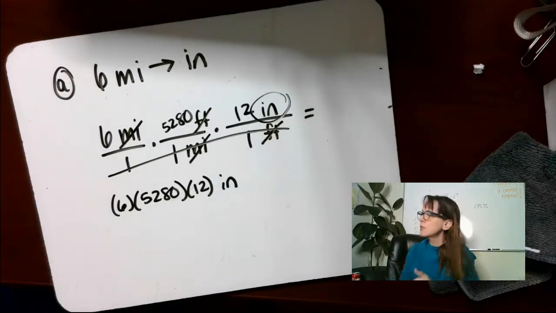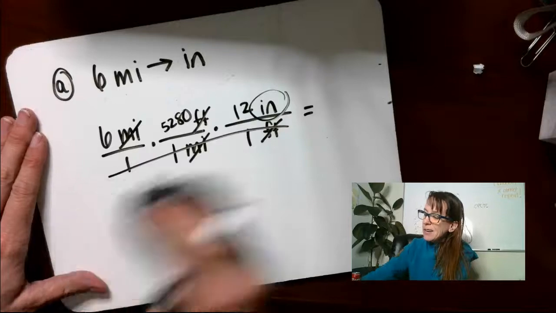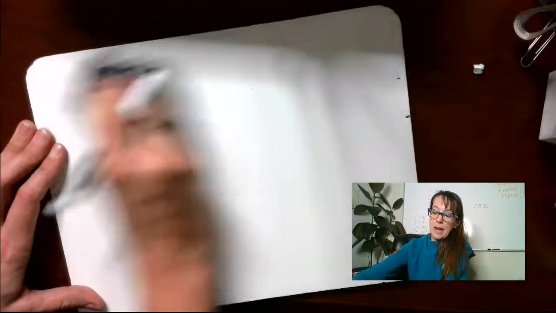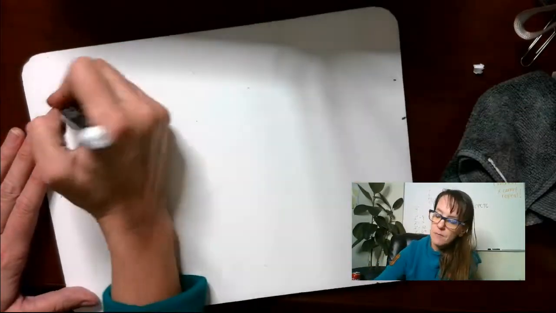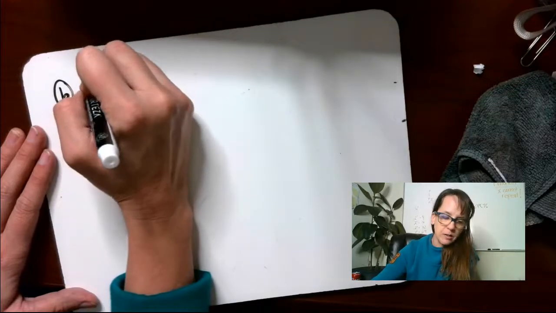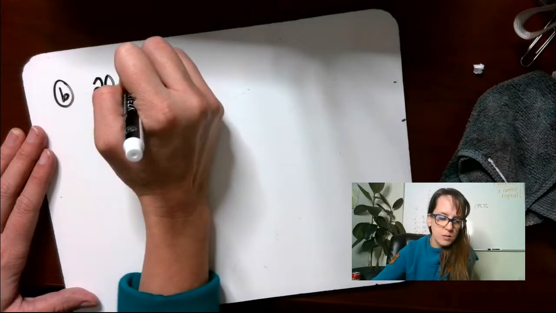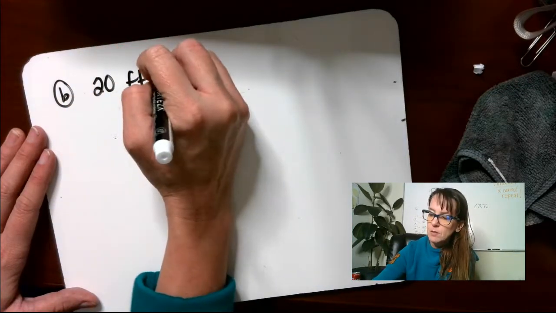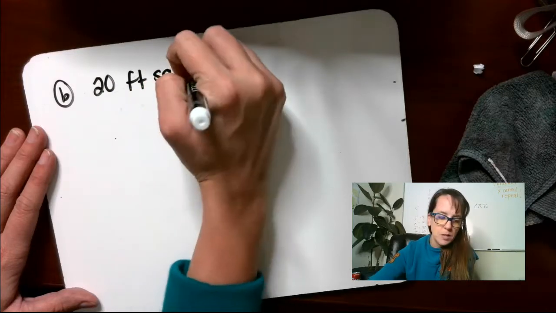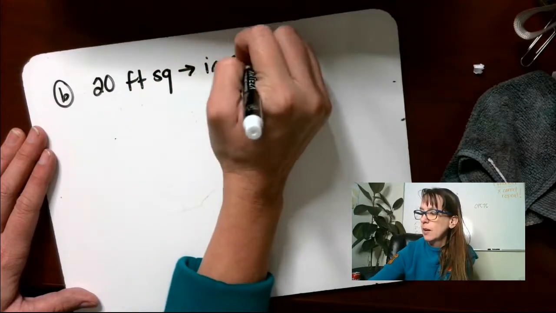Now you can use a calculator to solve that answer. I don't care. I prefer to see just that where I wrote it like that, okay? But if you want to use a calculator, fine. That's fine too. 20 feet squared to inches squared.